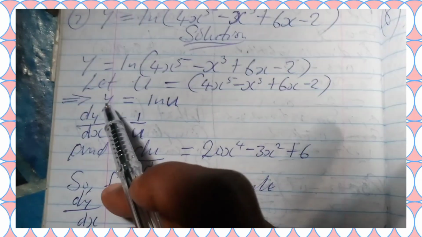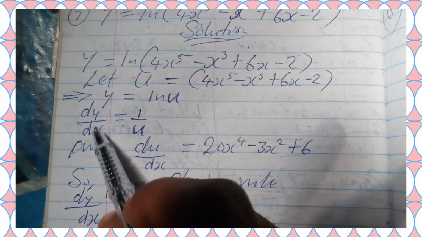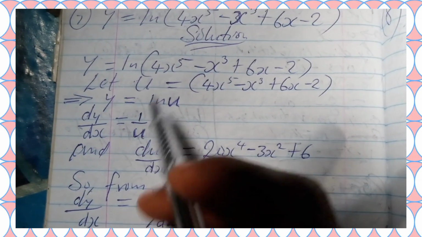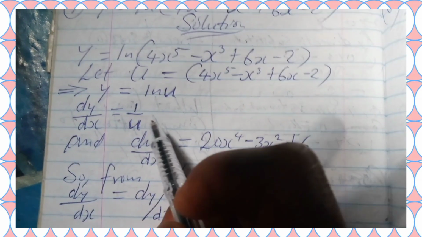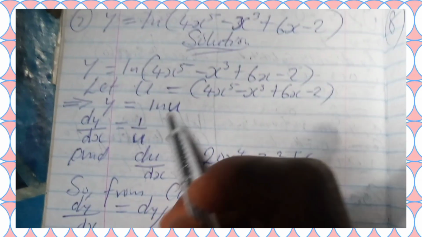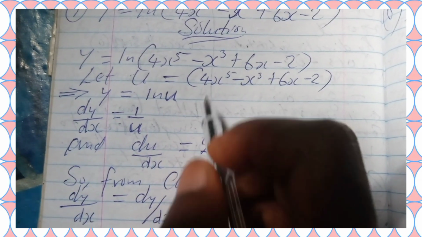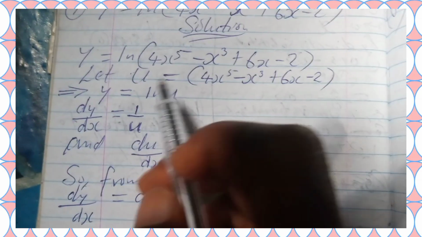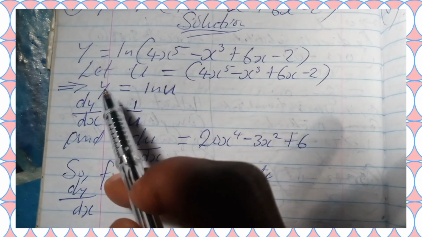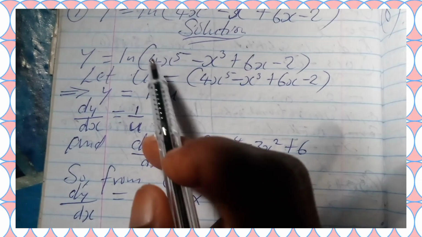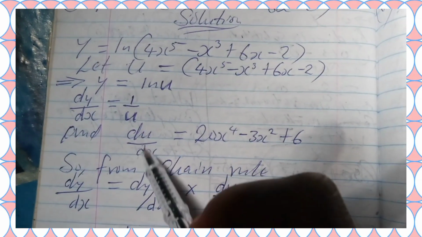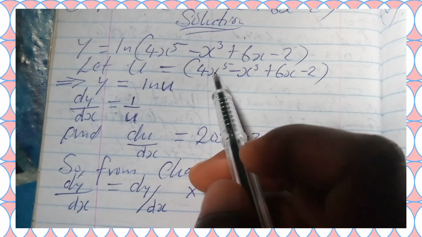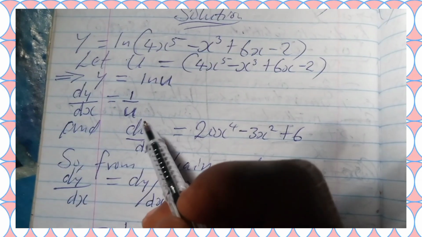And we know that the derivative of y with respect to x, dy over dx of this function, equals 1 over u, because in differentiation we know that ln x is 1 over x. That's why when we have ln u, it becomes 1 over u. Now we have already gotten the derivative of y. Now let's find the derivative of u, which is du over dx, deriving u with respect to x, because all the terms in u are with respect to x.